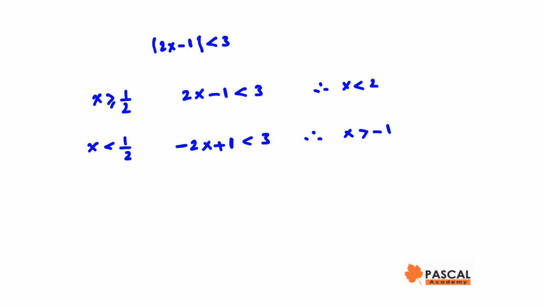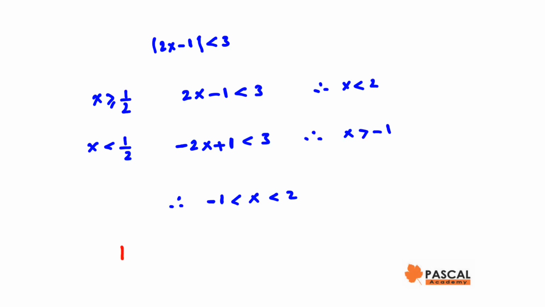So if we combine these inequalities together, we have x is between negative 1 and 2. Between negative 1 and 1 over 2 is when the second inequality holds, and between 1 over 2 and 2 is when the first one holds. That means x is between negative 1 and 2.